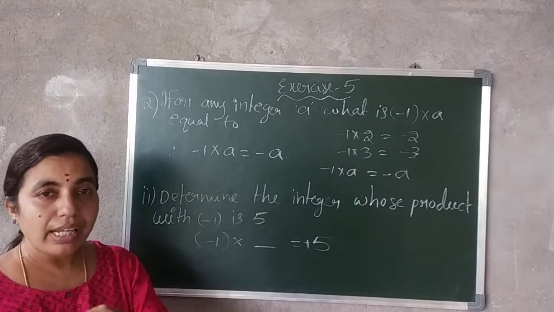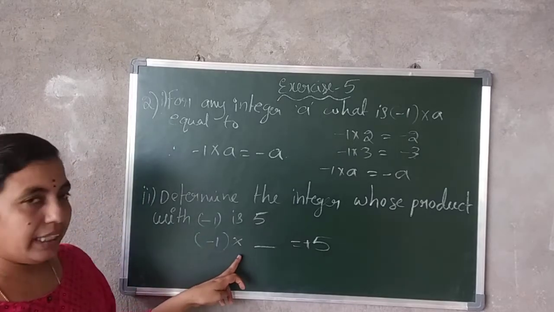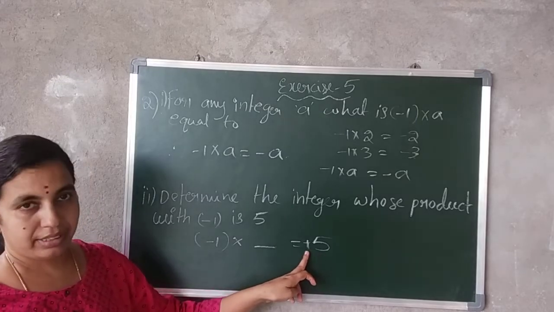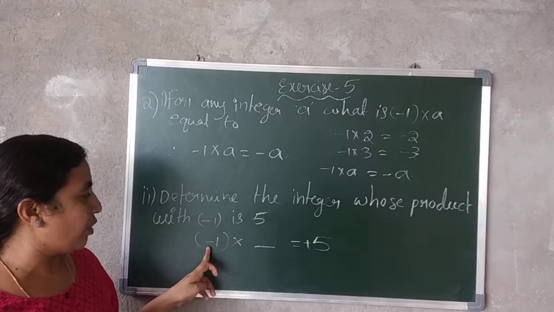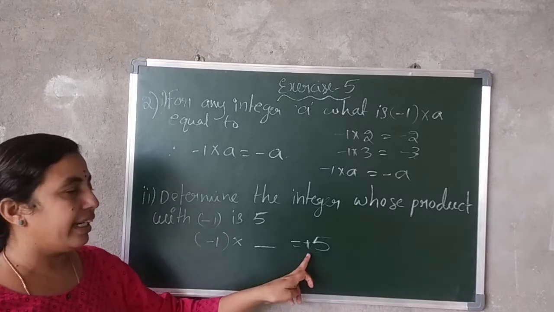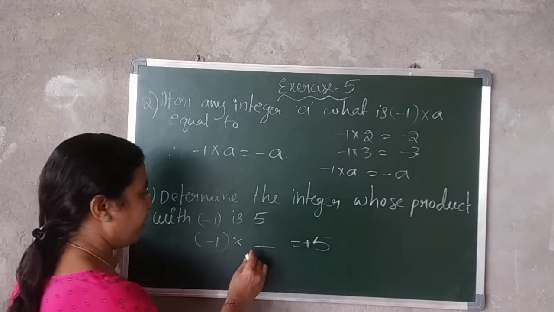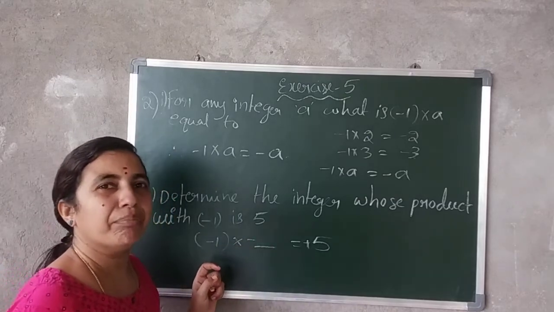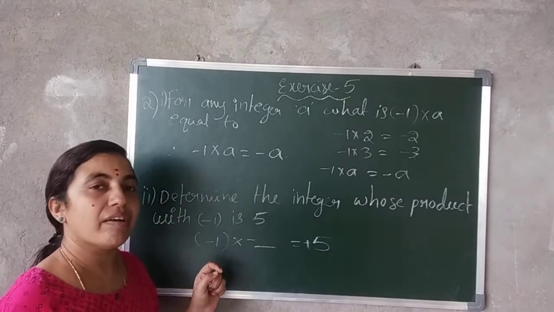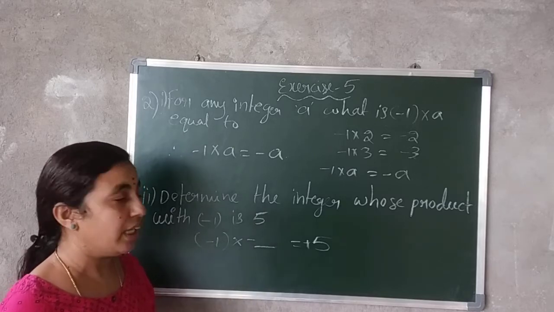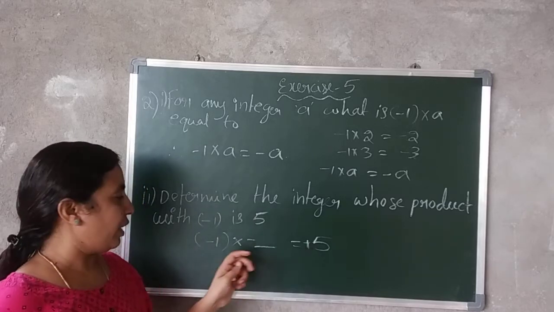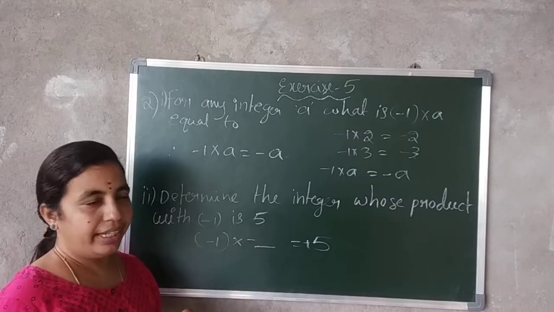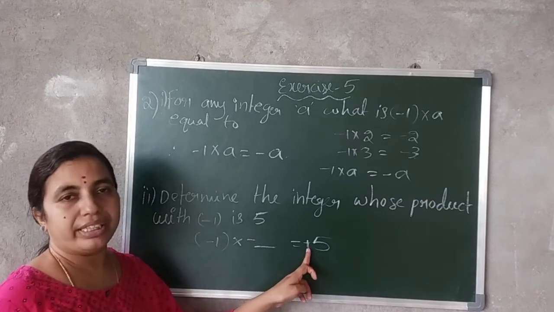Okay. So for that, minus 1 into, now here this is plus 5. Here only one negative sign is there. To get a positive sign, you should have an even number of negative signs. When you have an even number of negative signs, then only you will get positive. So here only one negative sign is there, that means you need one more negative sign. Okay, signs are finished.